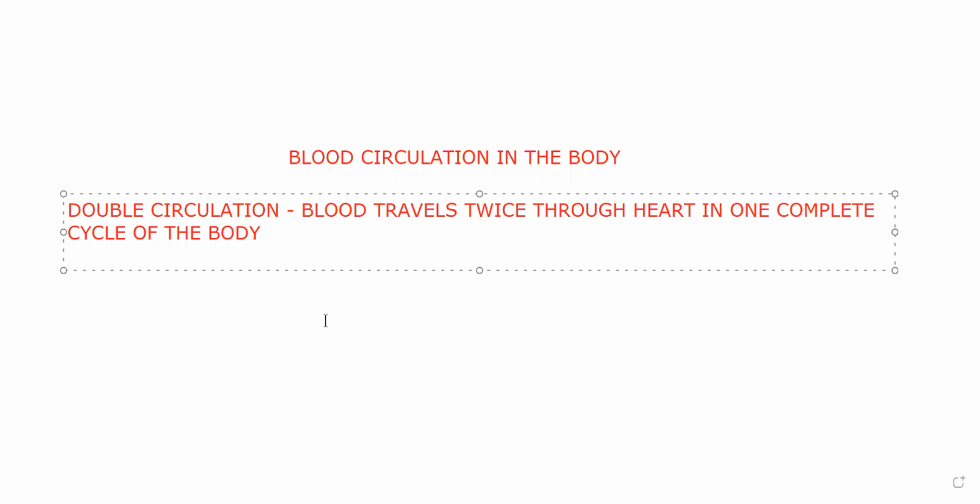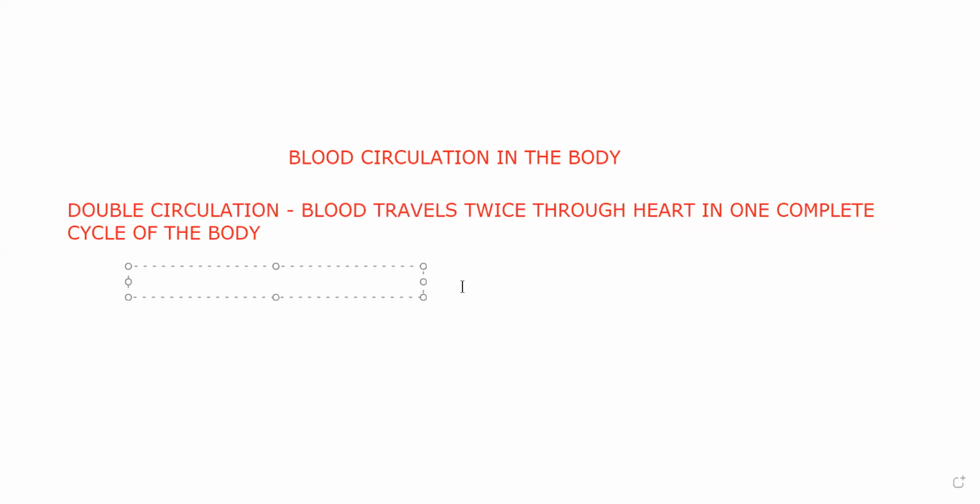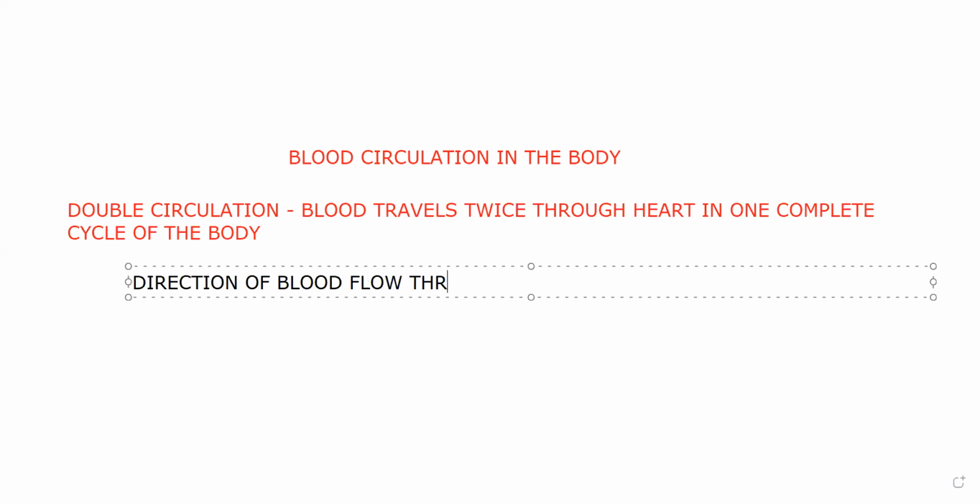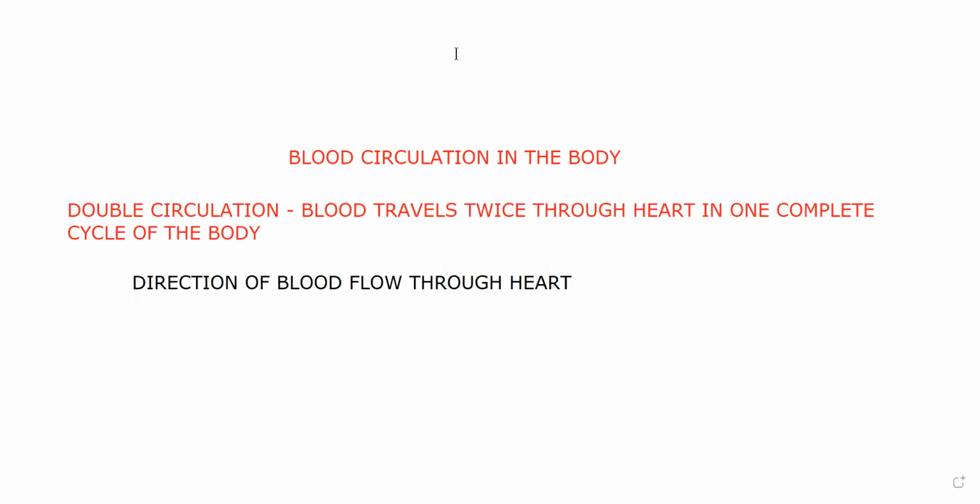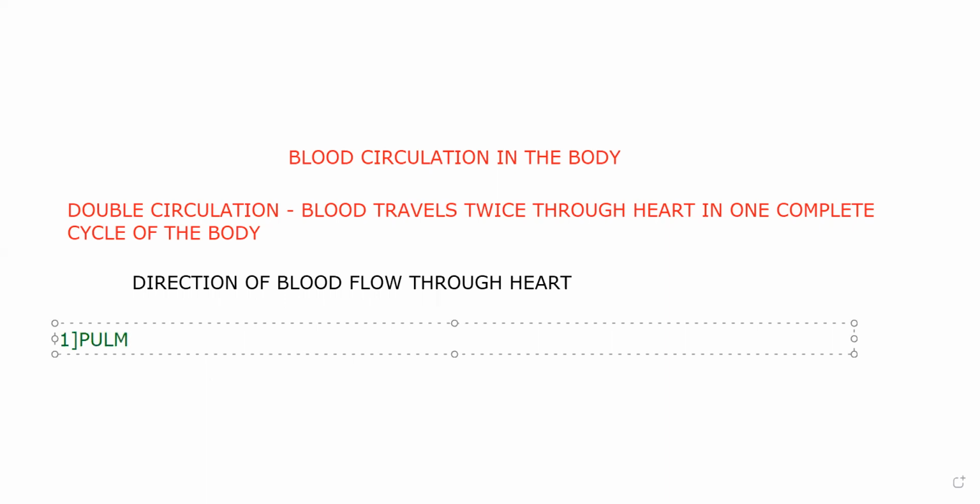Next thing is the direction of the blood flow through the human heart. The first one is pulmonary circulation.